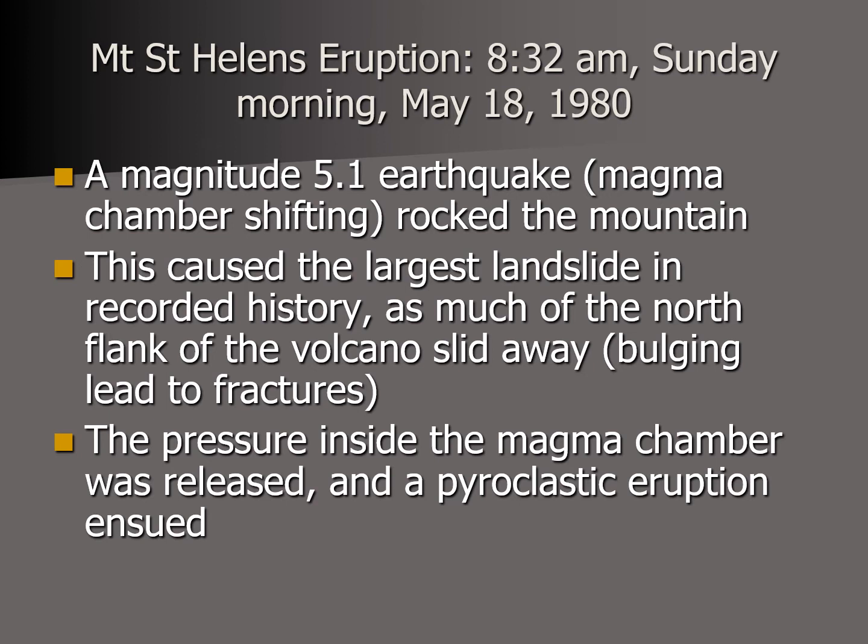All right, and then what happened next is that, remember that north flank had a bulge on it. And how do you change the shape of rock in the brittle realm? The answer is you do that by causing fractures. So that bulge, that side of the mountain was all fractured up. It was very weak. So all it took was this 5.1 earthquake, and the north flank of the mountain slid away. It was the largest landslide in recorded history.